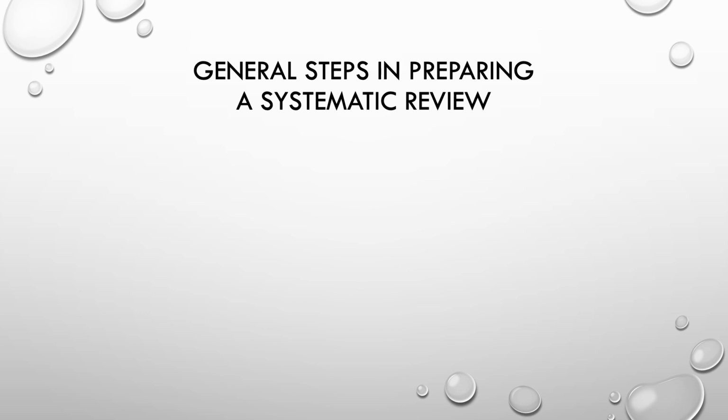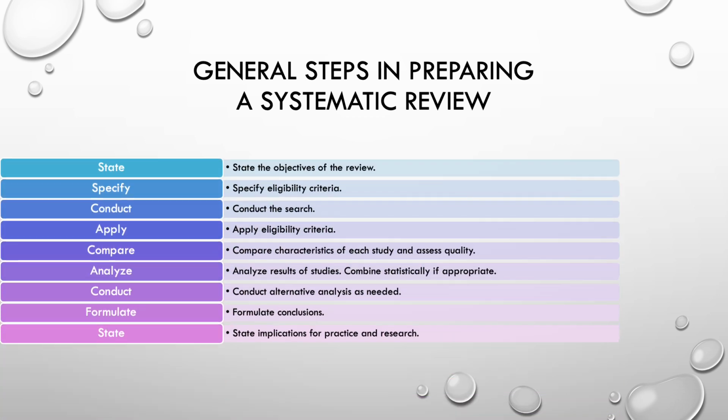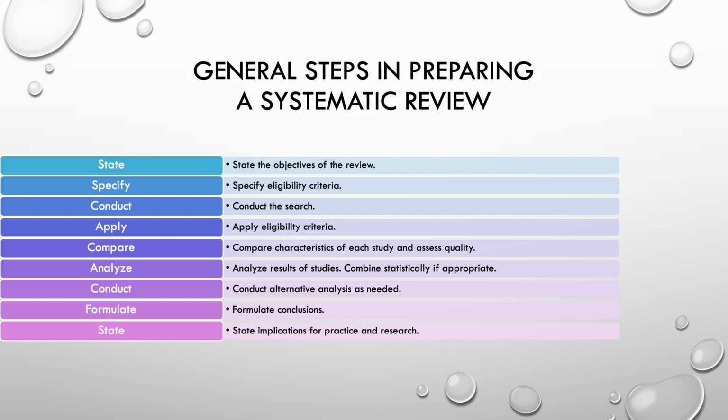So the general steps in preparing a systematic review will include the following. We must state the objectives of the review, specify eligibility criteria, conduct the search, usually a systematic search. We must apply eligibility criteria. We must compare the characteristics of each study and assess the quality and the risk of bias. We must analyze results of studies, combine statistically if appropriate. We must conduct alternative analysis as needed and formulate conclusions from our findings. Lastly, we have to state the implications for clinical practice and research.